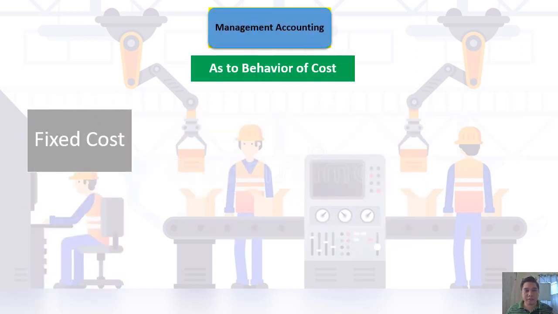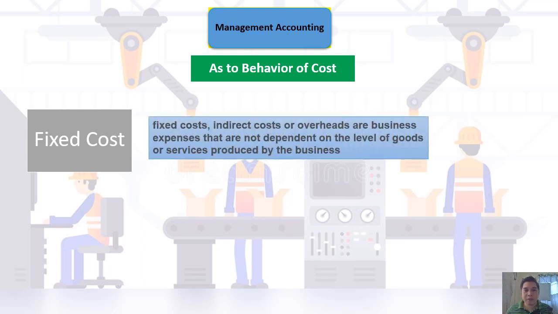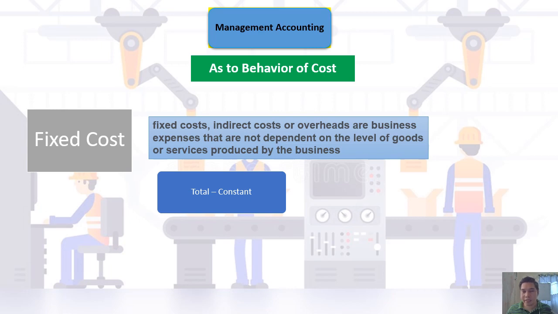We have the fixed cost. So from the word fixed, ibig sabihin, so hindi yan nagbabago. So fixed costs, indirect costs, or overhead costs are business expenses that are not dependent on the level of goods or service produced by the business. So since it is not related to the activity level, so ang fixed cost in total po natin ay constant.